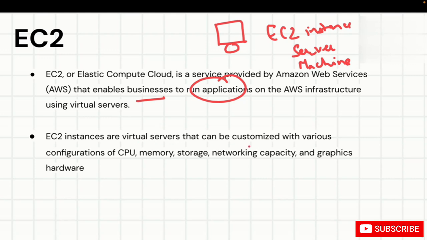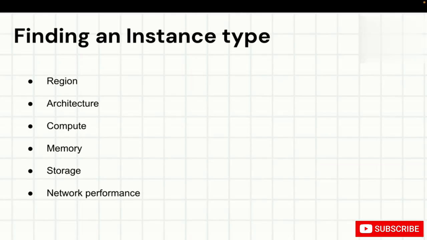These are virtual servers that can be customized with various configurations of CPUs, memory, storage, networking capacity, and graphics hardware. Let's consider when you go into the market to buy a laptop or a device. The shopkeeper asks you all the details about the usage, like what kind of system you are looking for, what CPU, memory, network, and everything. Similarly, AWS provides all the facilities to choose from, right?